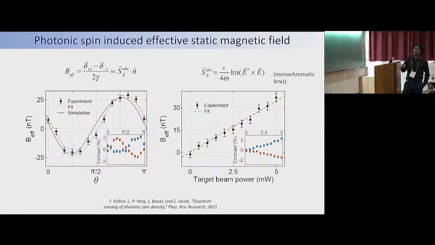Think of this as a benchmarking that indeed the monochromatic limit of the spin density of light can be imprinted on the phase of the qubit. And the other important thing is the target beam power. As you increase it, the theory also gives a linear dependence, which does match the experiment without any fit parameters.